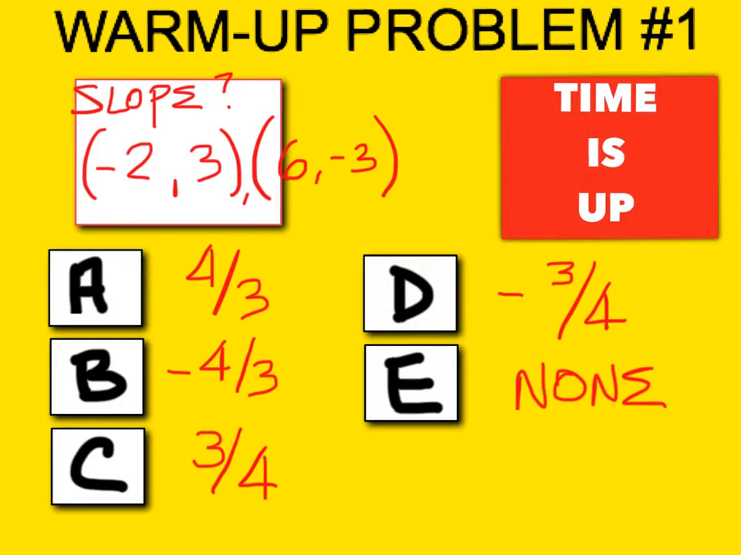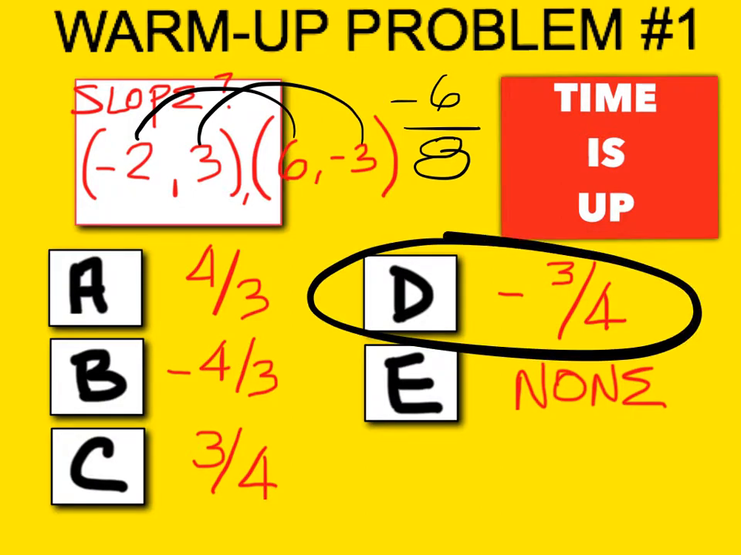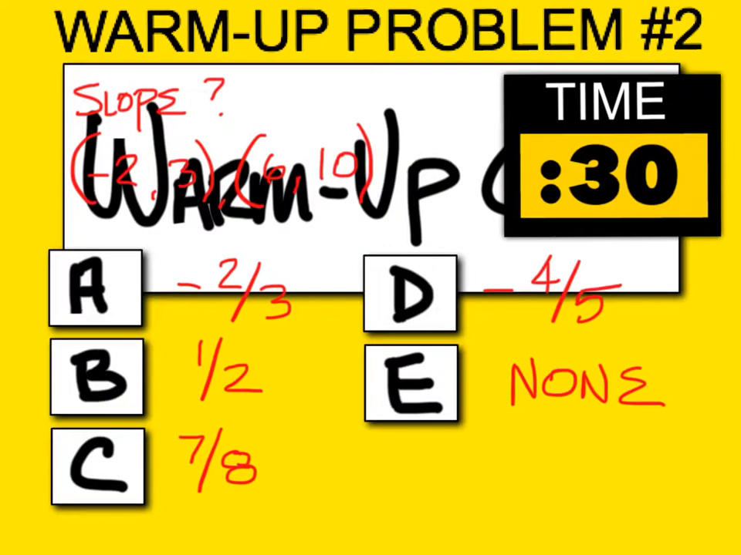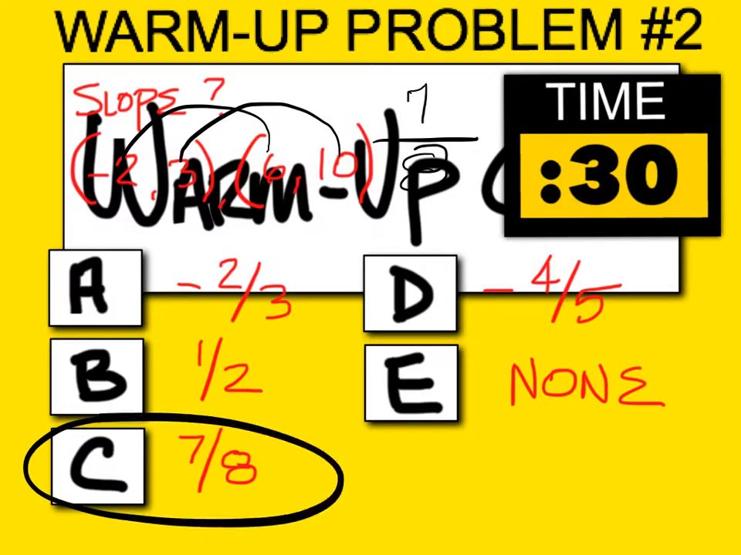For problem number 1, it is negative 3 minus 3, which is a negative 6, and 6 minus a negative 2, which is 8. That is a negative 3/4. D. Number 2, 10 minus 3 is 7. 6 minus a negative 2 is 8. 7 over 8 is C.